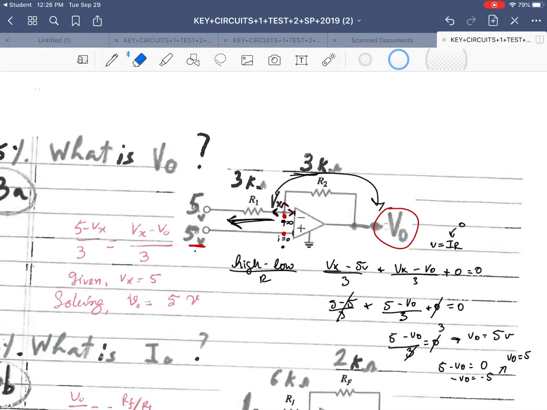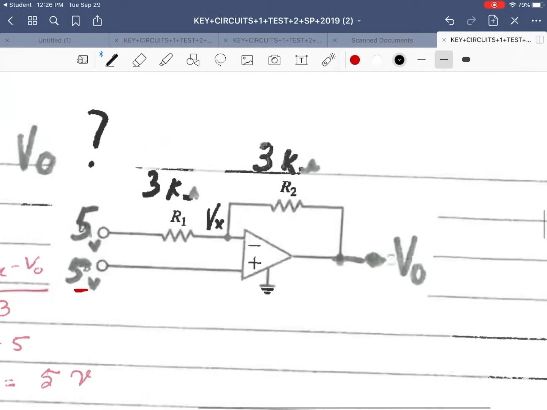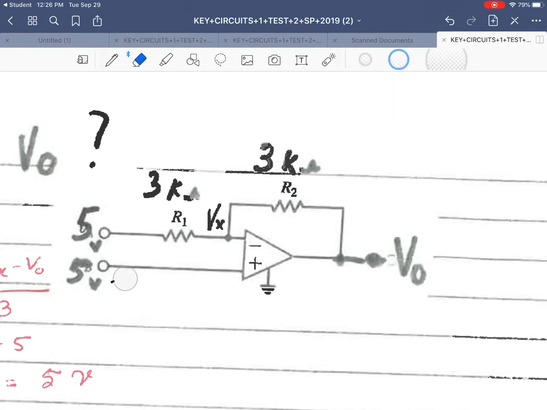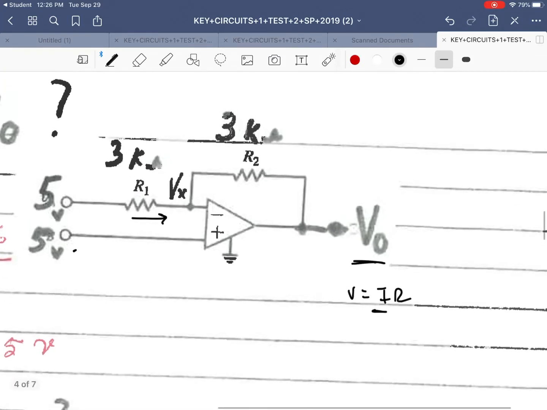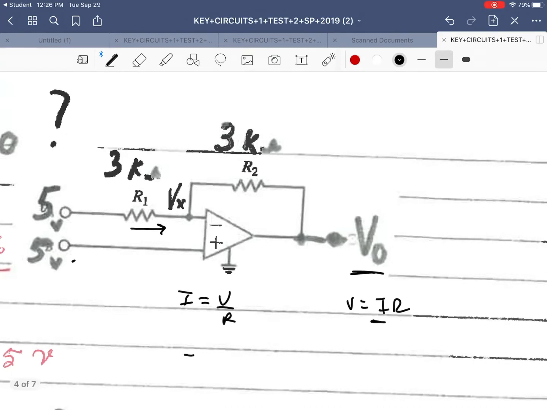So the second way to solve this is actually ridiculously easy. You're going to laugh when you see this. But if we want to find the voltage over here, voltage is equal to IR, right? And so what's the current flowing in through here? The current is going to be V over R. And so the voltage here is 5 volts, 5 over resistance, which is 3.